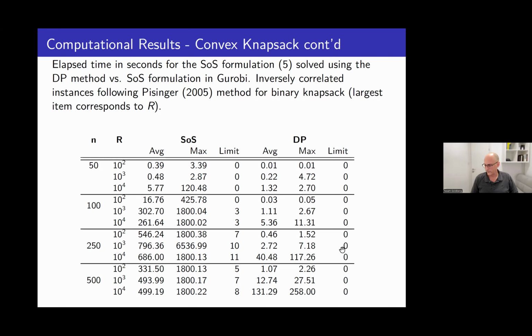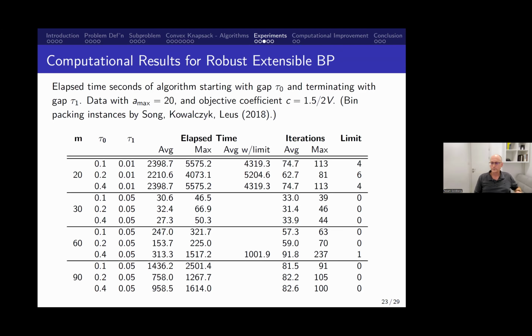And with even 500 items, where in all cases the time limit is reached in Gurobi, we're able to solve the problem using the DP in at most a few minutes, very few minutes. So this is the result for our subproblem. And now, just checking how much time I have.